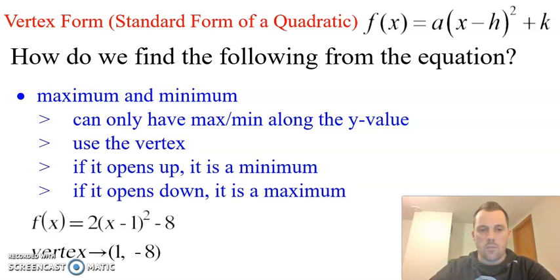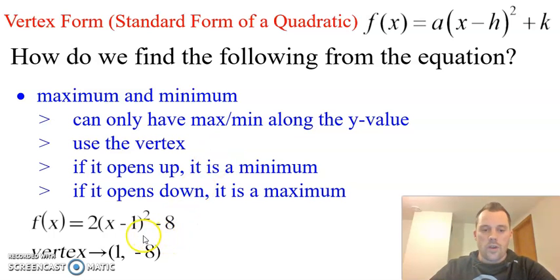The maximum and minimum, that always depends on our vertex. And it also depends on if it opens up or down. So we can see both of those. We don't have to solve anything to find those. So in this example that we just found, the vertex of 1, -8, our maximum or minimum is going to be -8, right? Because in a quadratic, we don't have a max or min for the x value. It goes from -infinity to infinity.